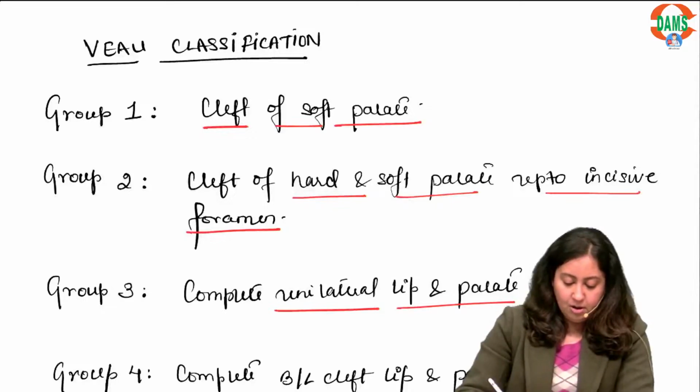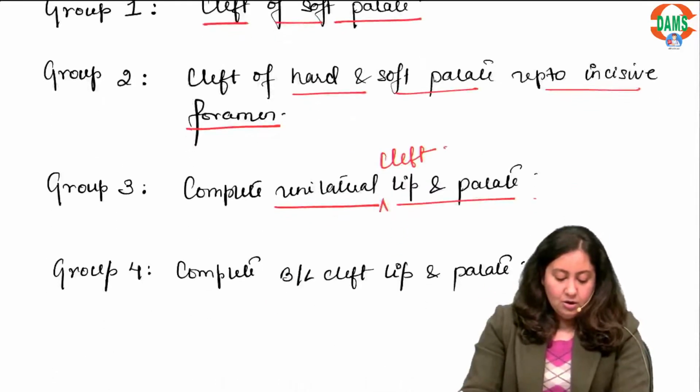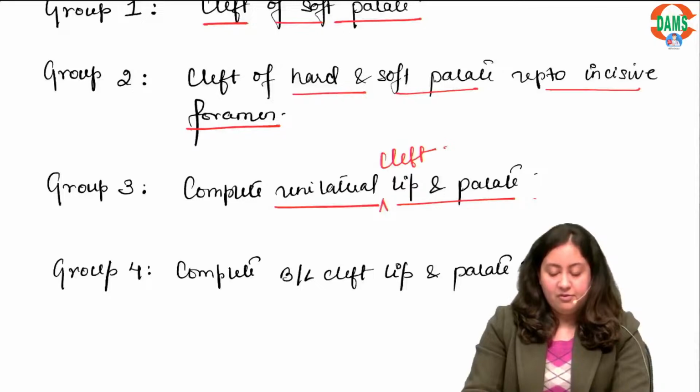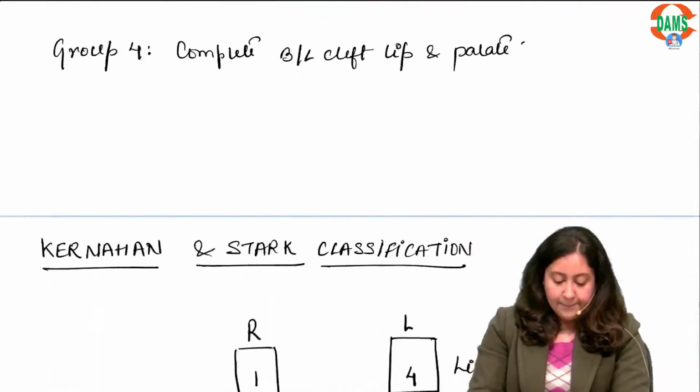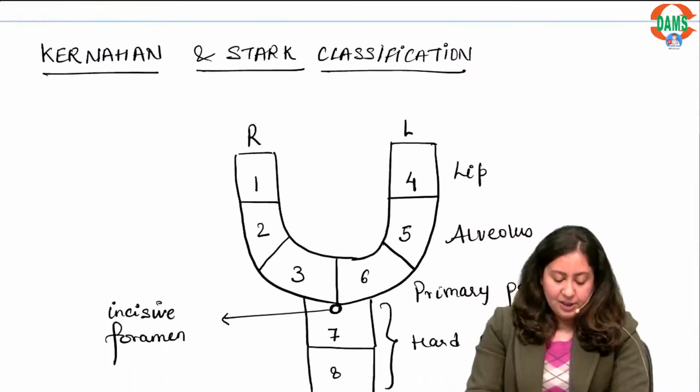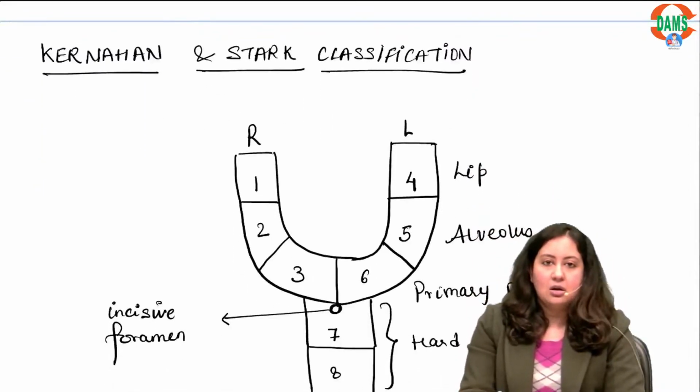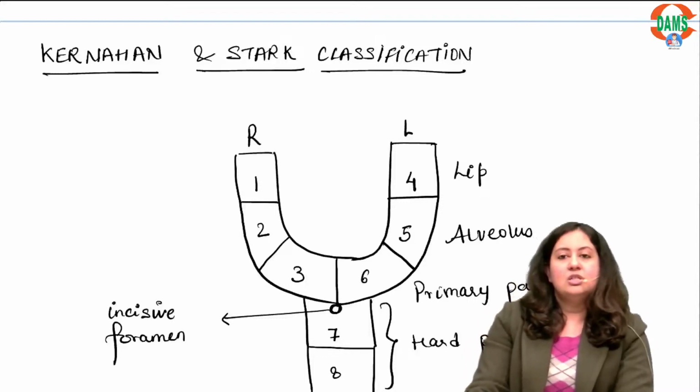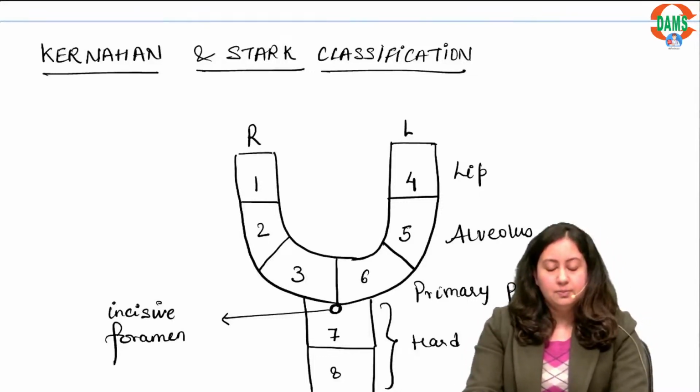Complete unilateral cleft lip and palate. Alright. And group 4 is complete bilateral cleft lip and palate. This is one of the classifications. Now there's another classification, the Carnahan and Stark classification. Alright. So this is a pictorial classification.